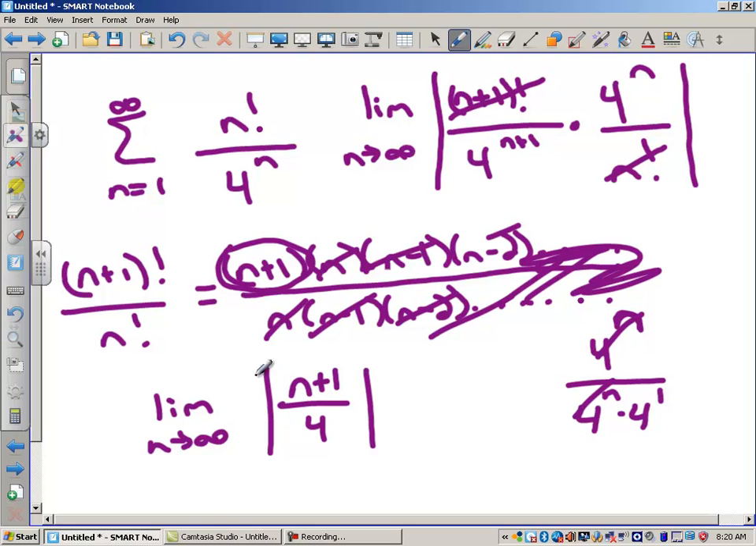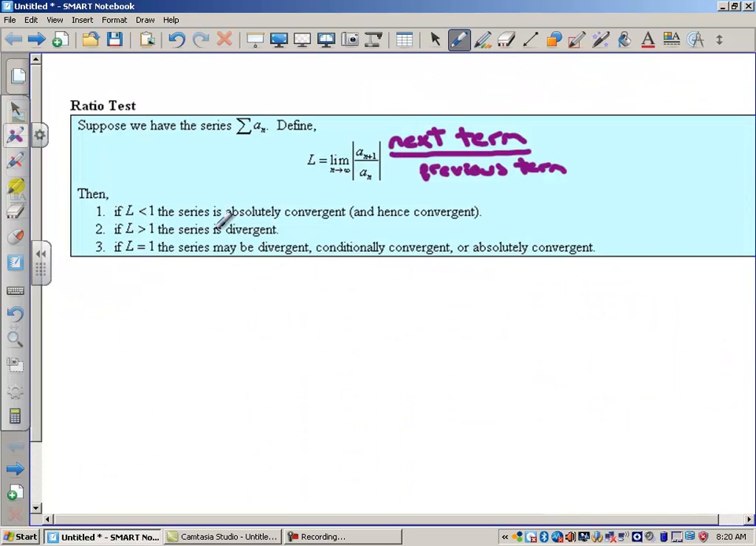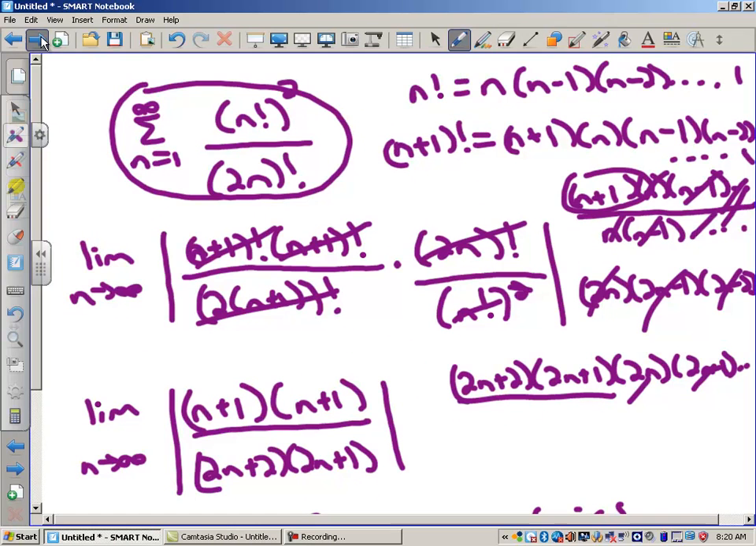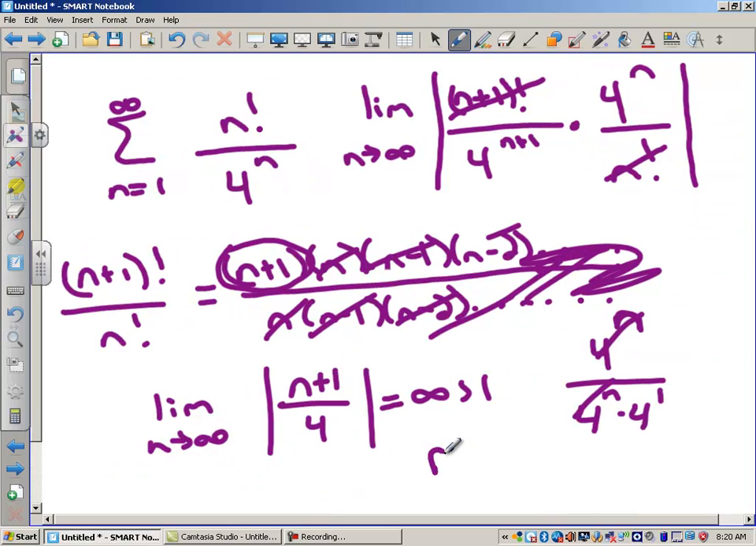Now this fraction happens to be top heavy. There's no n on the bottom at all. And a top heavy limit is going to approach infinity. This does not have a horizontal asymptote. Now infinity happens to be a little bit bigger than 1, which means from our ratio test, if it's bigger than 1, the series is divergent. So this is a divergent series.